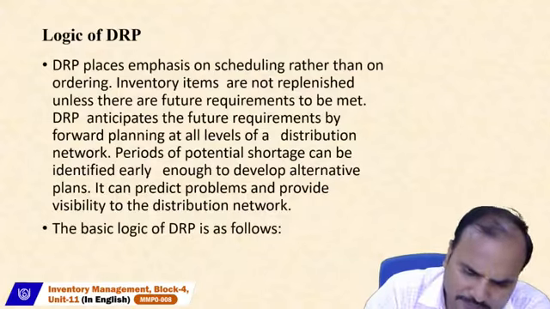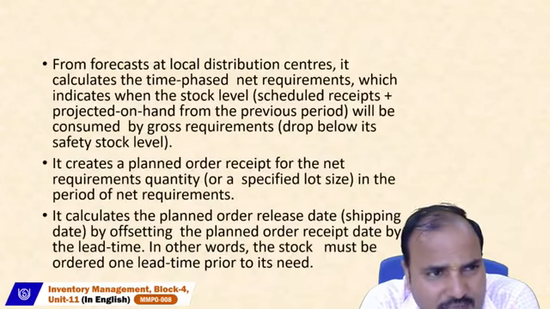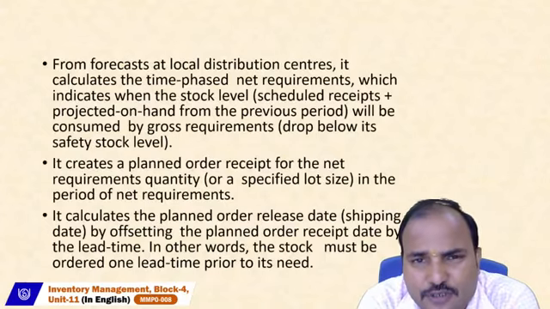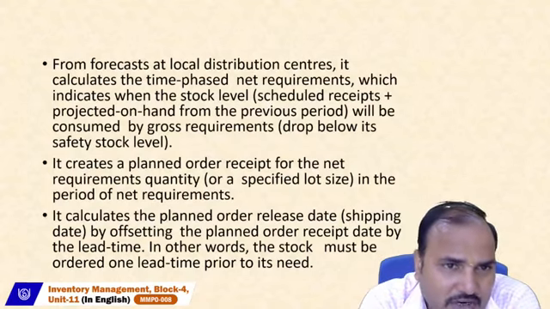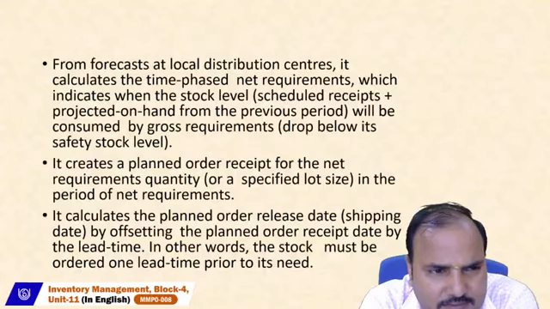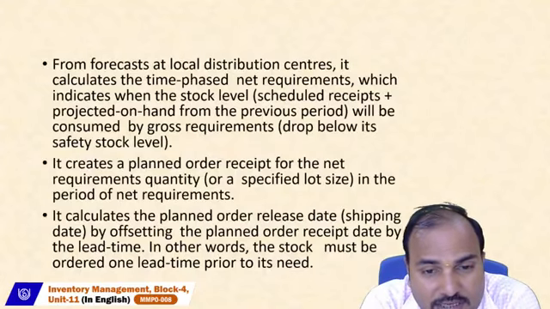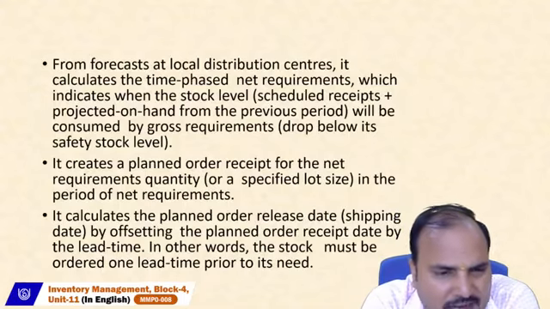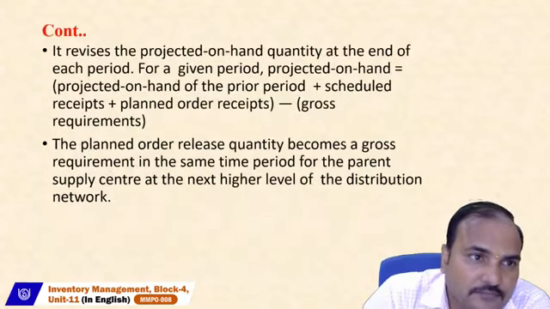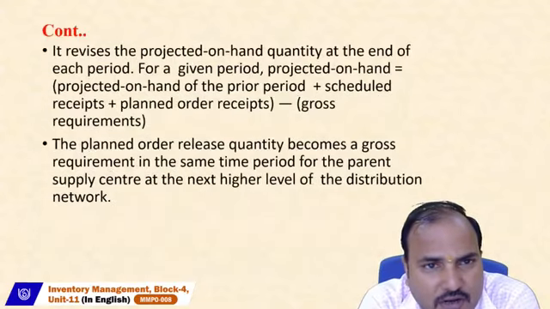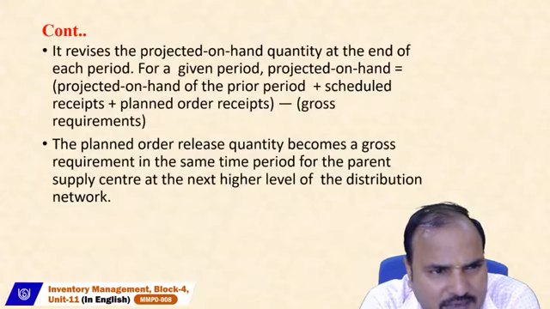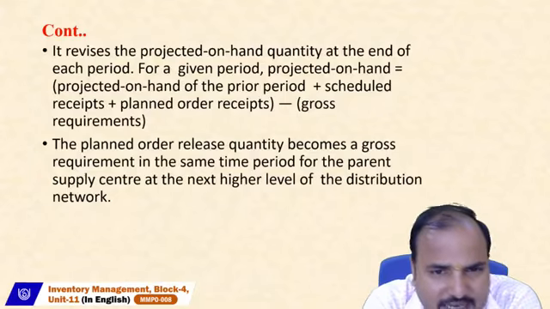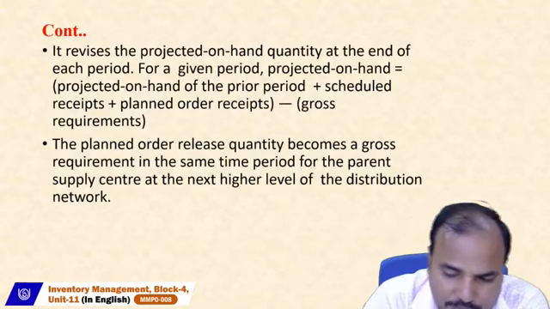And the basic logic for DRP is like this: there is a forecast at local distribution centers. It calculates the time-phased net requirements. It creates a planned order receipt for the net requirements quantity. It calculates the planned order release date. It revises the projected on-hand quantity at the end of each period. And the planned order release quantity becomes a gross requirement in the same time period for the parent supply center at the next higher level of the distribution network.